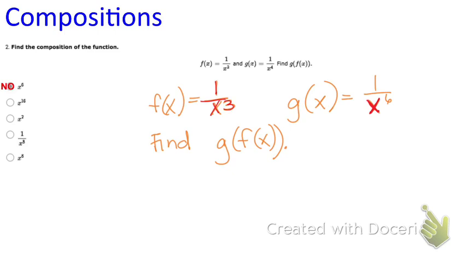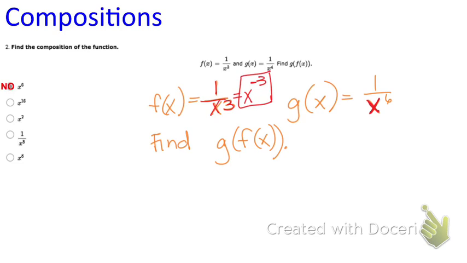So I'm going to have a fraction with an exponent in the denominator raised to the 6th power, which is kind of messy. So what I'm going to do before I put that inside the g of x function is change this to x to the negative third. That makes it a little easier.